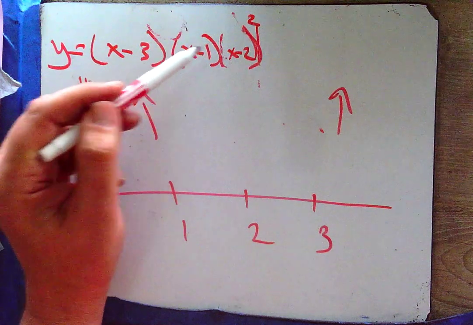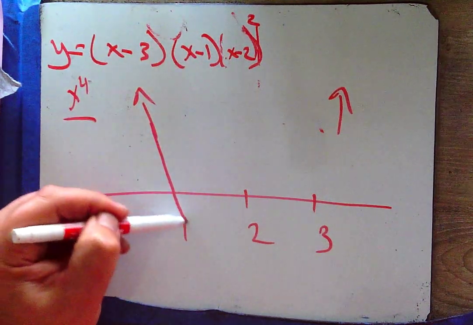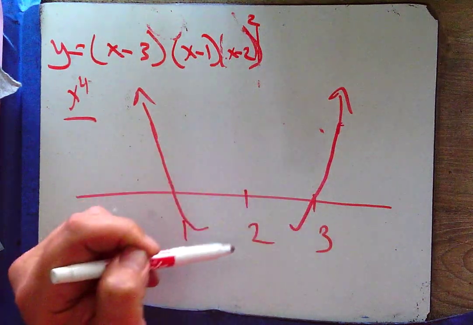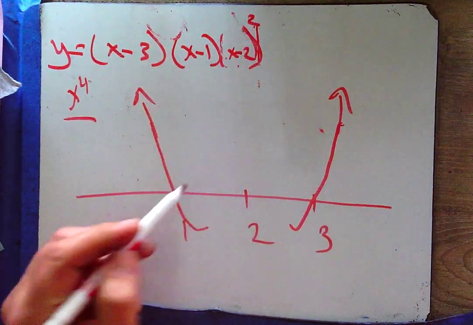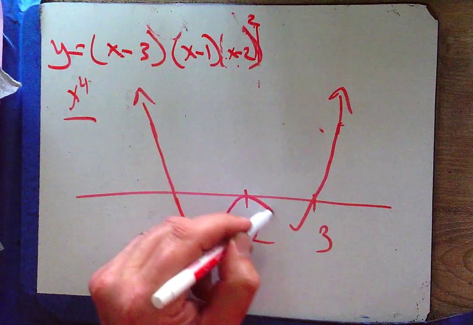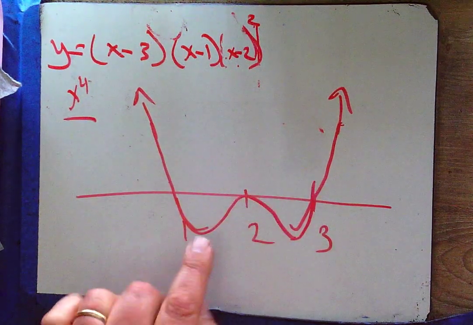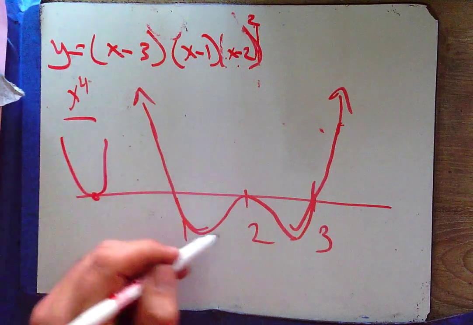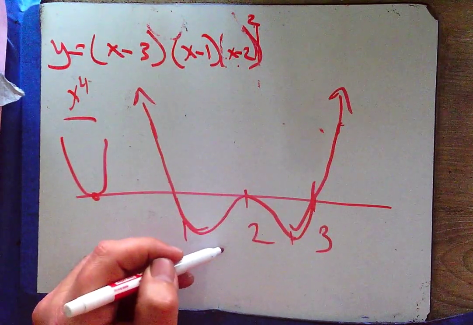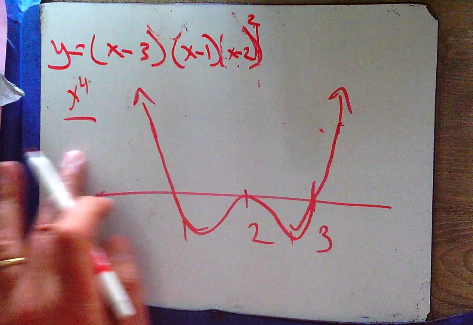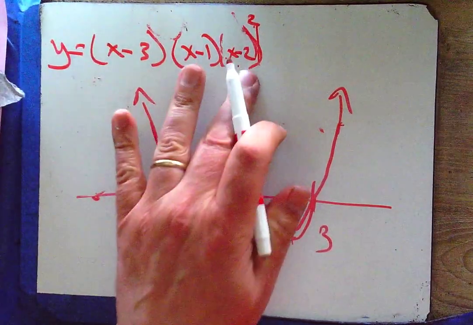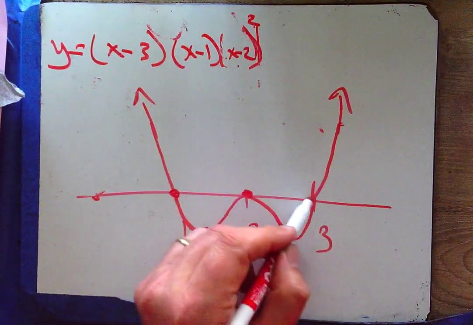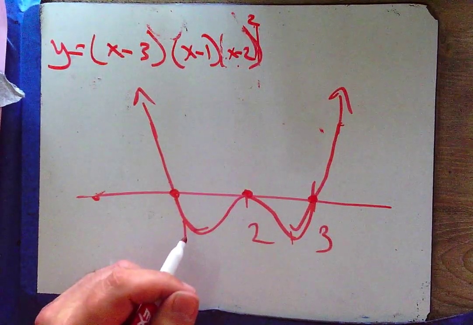Now, at 1, I'm passing through. At 3, I'm passing through. But what am I doing at 2? I'm bouncing. Look, I didn't bounce up like y equals x squared. I bounced down. Now some students say, Mr. Kukla, how am I going to know when I'm bouncing up or bouncing down? And my answer to you is, sadly, I don't know until I get there.